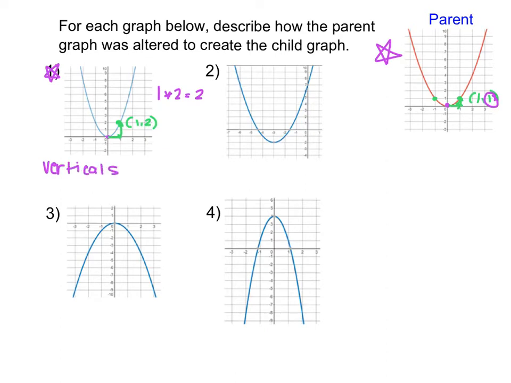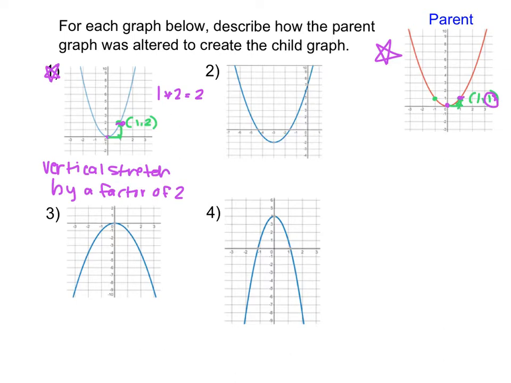So we have a vertical stretch, and this is by a factor of 2. If you look, you'll notice that it is twice as tall. This one only went up to 1, but this one went up to 2. So that's our only transformation there for child graph number 1.